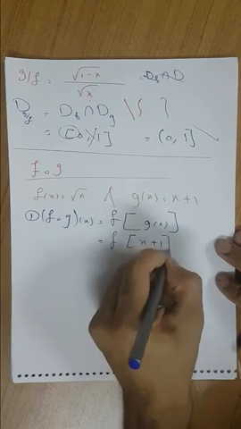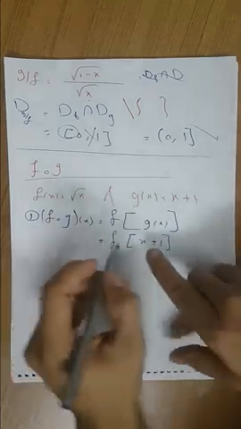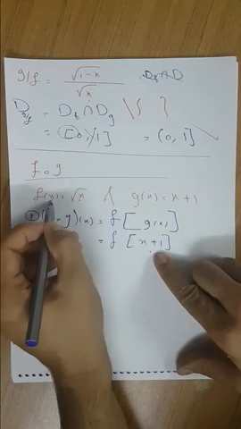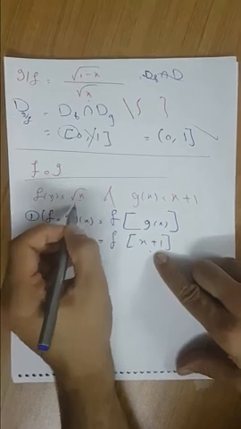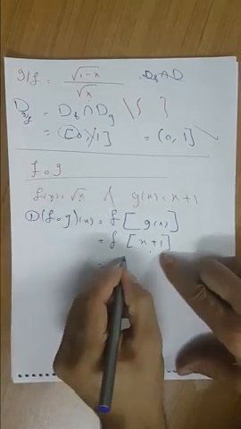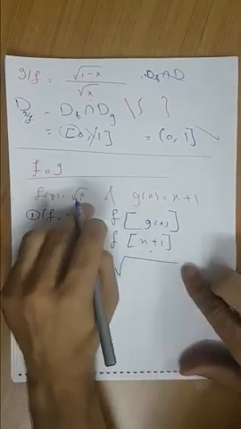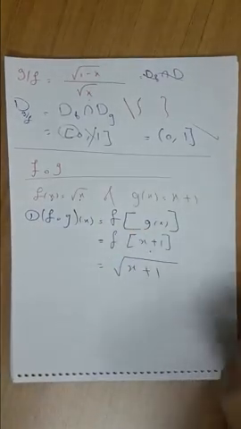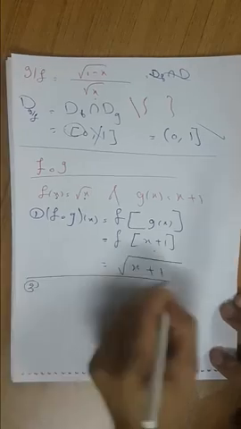It's x plus 1. So the input here is a. If I put x, I will get square root of x. If I put a, I will get square root of a. How about if I put x plus 1? I will get the square root of x plus 1. That's all.